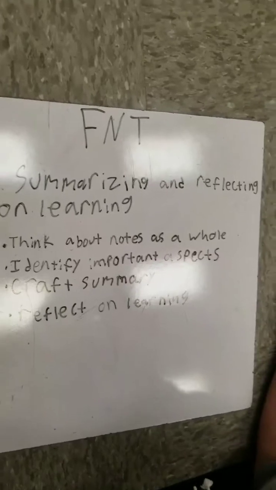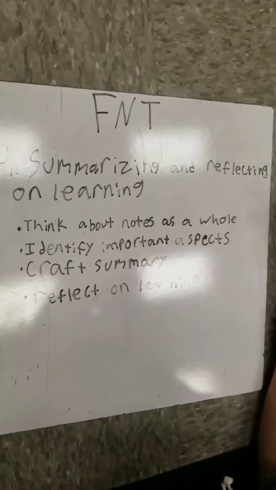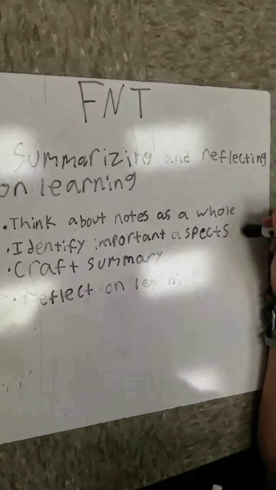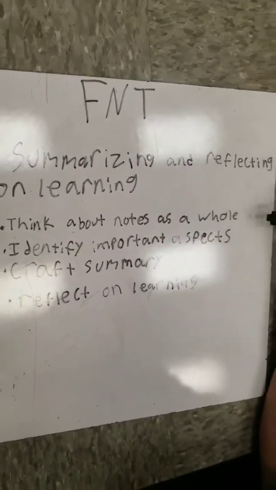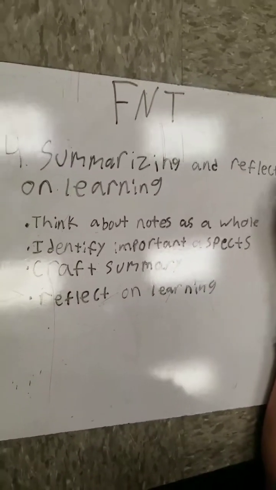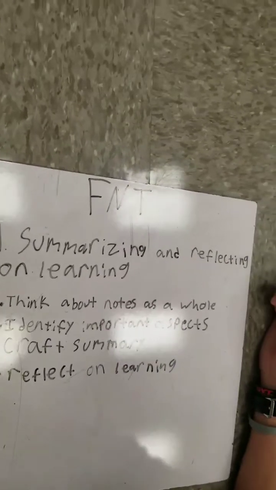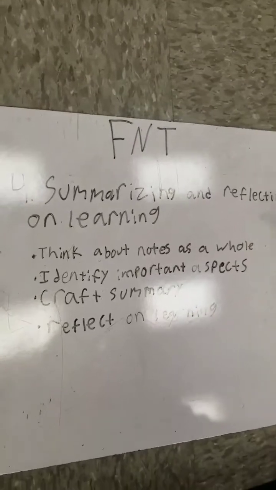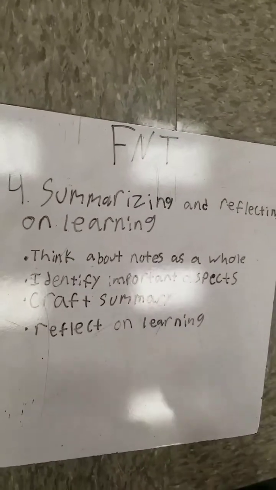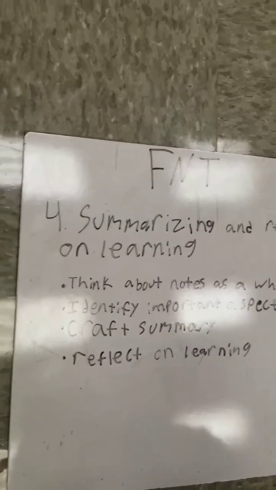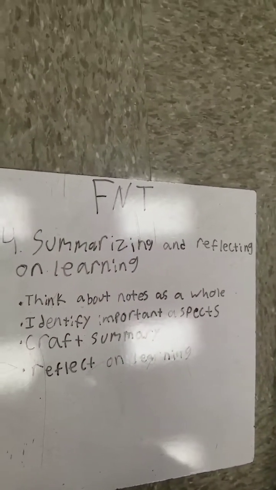Step 4 is summarizing and reflecting on your notes, that would be like thinking on your notes as a whole. Like, what have I learned from this? Identifying important and specifics, like if you're learning about math and you need to know what PEMDAS stands for, you might want to highlight that and make sure that you can learn that, because that's a specific thing you need to do. You need to summarize the notes. So again, if you're learning about math, you should summarize how math that day has helped you on your learning and reflect on your learning, which would then connect to summary.